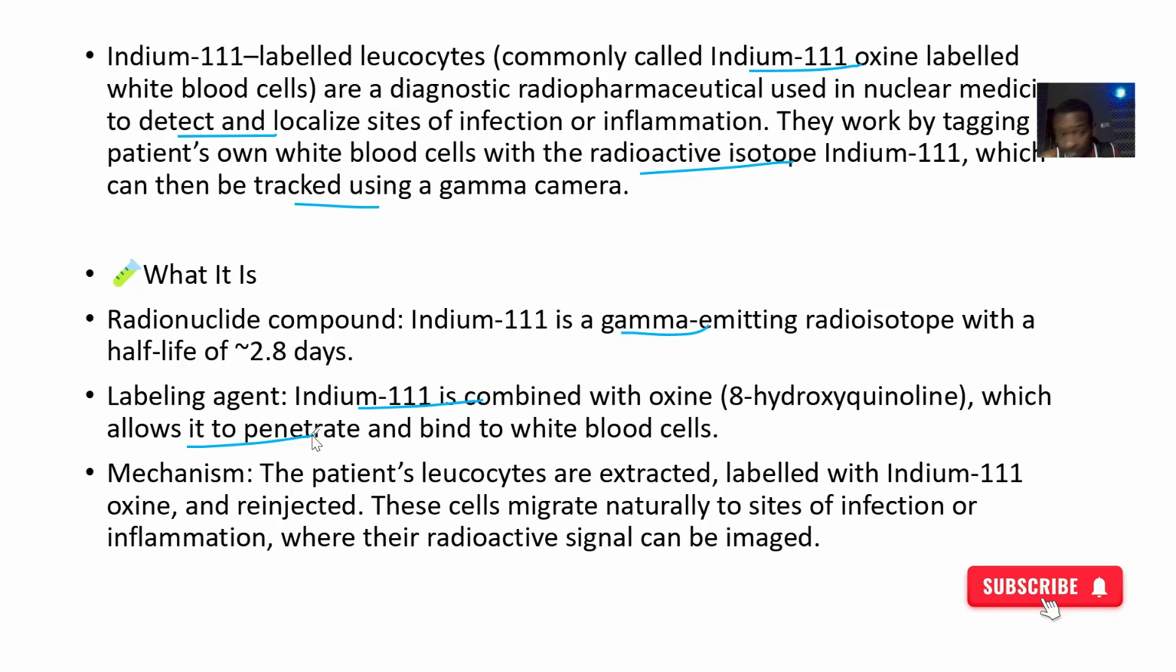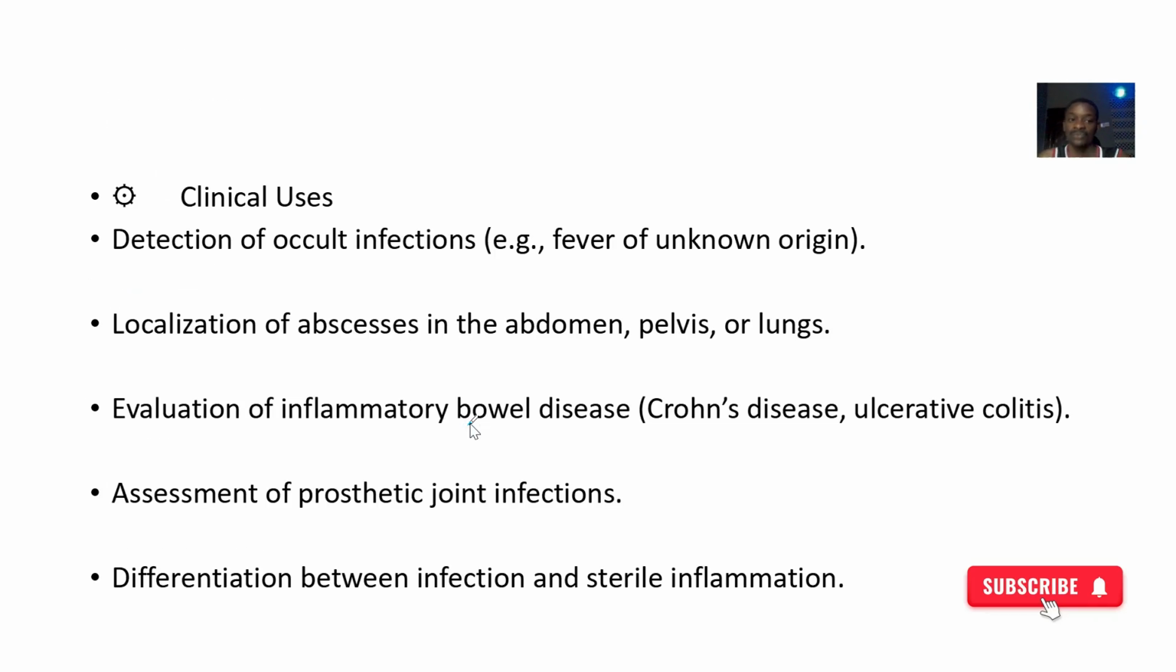So moving forward, we said that the patient's white blood cells are extracted, labeled with indium 111 and re-injected. Those cells migrate naturally to any site where there's infection or inflammation. Why? Because white blood cells are always going to where there's infection and inflammation to protect you. They are part of the immune system. So that's the basics of this imaging, using the normal biology of the body to actually get issues solved.